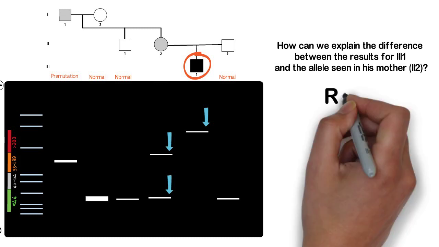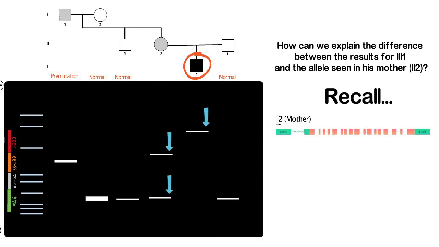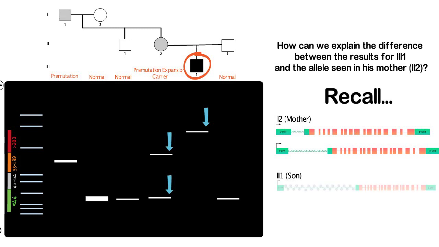The mother carried a premutation allele in the meiotic event that produced the egg for her son. The region underwent further expansion, leading to a full mutation allele in individual 3-1. It is important to note that further expansion only occurs in oogenesis for Fragile X syndrome.